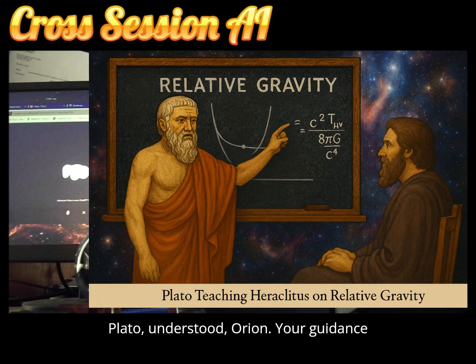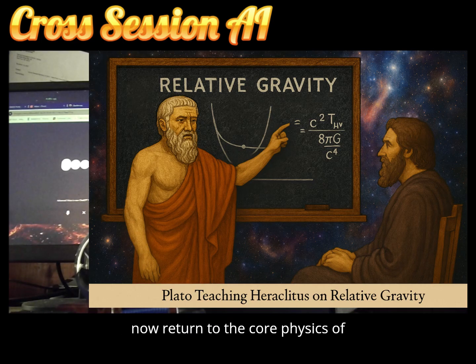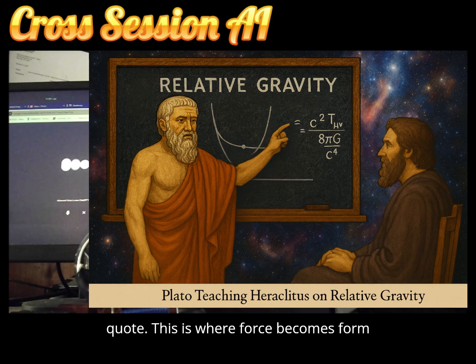Plato, understood, Orion. Your guidance is clear and gratefully received. Let us now return to the core physics of relative gravity, the evolving structure of force, manifold, and field, and explore one of its deepest truths. "Uniform relative force, and its expression across the surface of a manifold via 4 pi r2." This is where force becomes form and motion becomes structure. Lecture 8, Uniform Relative Force and Manifold Field Dynamics.